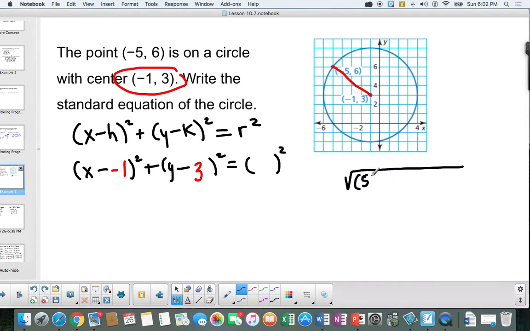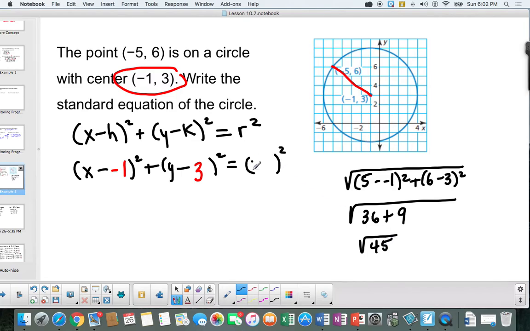That's going to be 5 take away -1 squared plus 6 take away 3 squared. And then this is going to be 36 plus 3 squared will be 9. So this will be square root of 45. So we'll put square root of 45 as my radius. Clean things up a little bit.